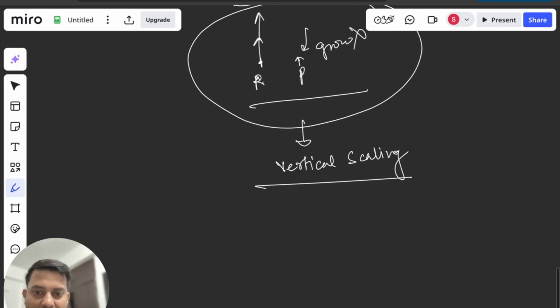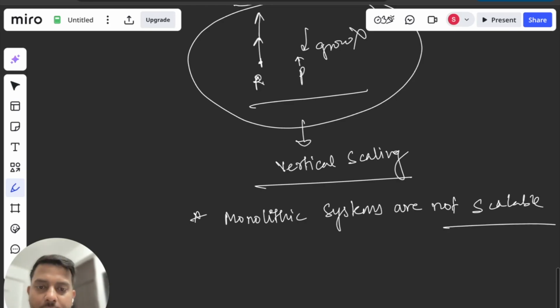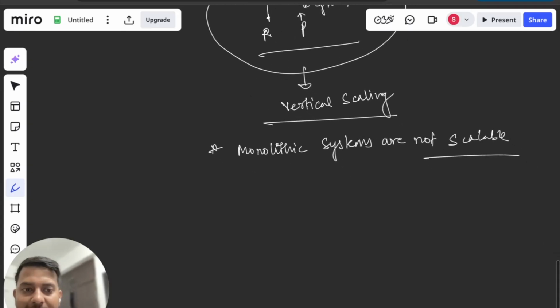Yes, you heard it right, it has limitations. The traditional way of thinking is that I will increase the resources and my system will be fast and performance will increase. No, it cannot. That's why monolithic systems are not scalable. So we have learned about monolithic systems. Let's move forward to distributed systems.